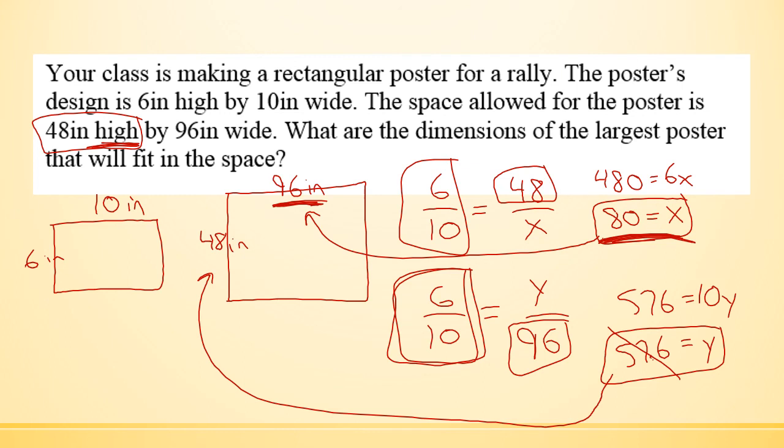So after doing this math, then we know that we're limited by this 48. And so what are the dimensions of the largest poster that will fit in the space? It's the 48 and the 80, because these dimensions here, the 96 and the 57.6, they won't fit because you only have 48 inches there to fit it in. Okay, so what are the largest dimensions? They are 48 by 80, and my units are inches.